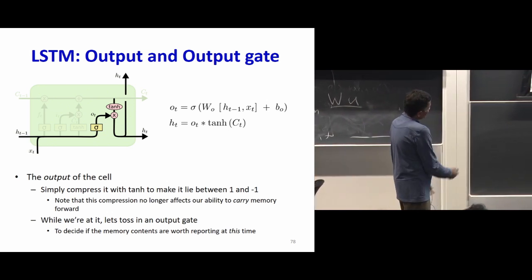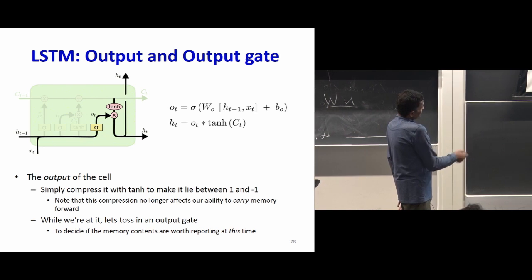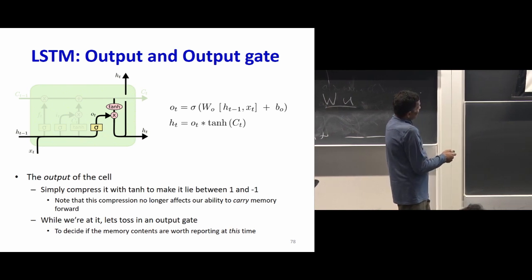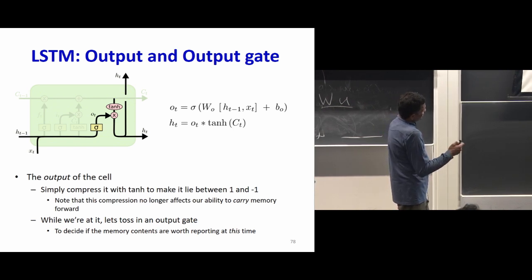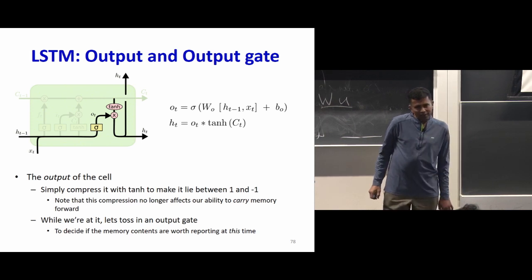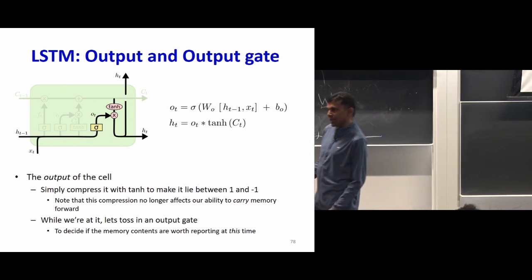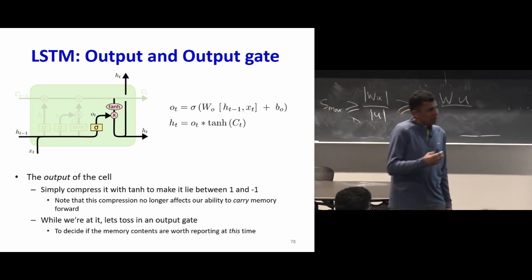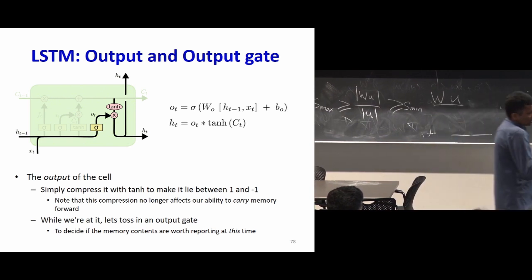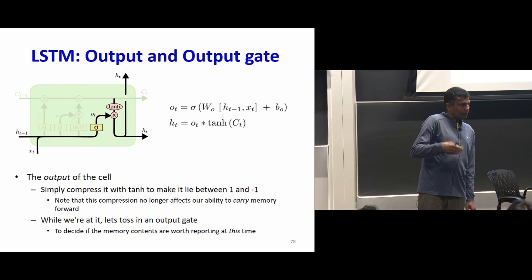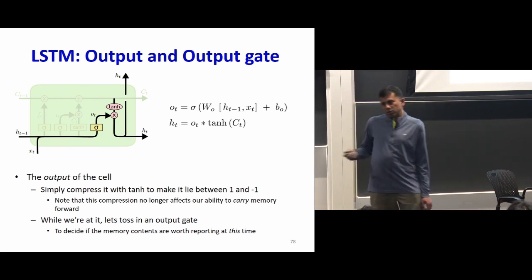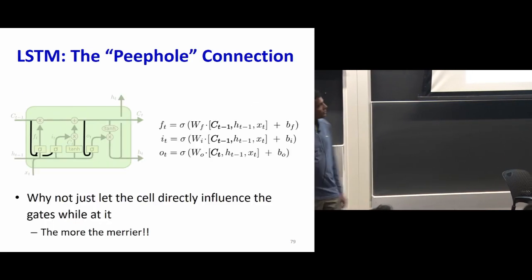So the A, this term, compresses the C using TANH, and that can in turn be gated with what they call an output gate. In this case again, it's a little bit of over-parameterization. You're not just compressing the C and passing it on. You are further deciding whether this must be further scaled based on other factors that you've seen.